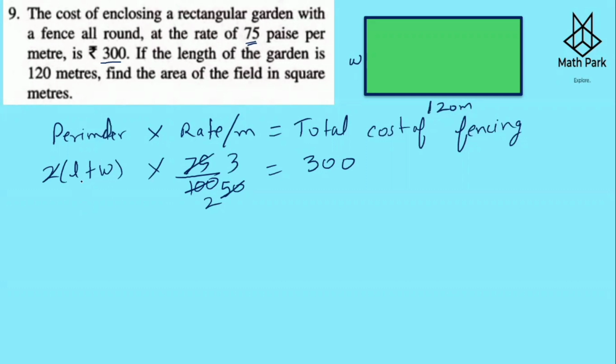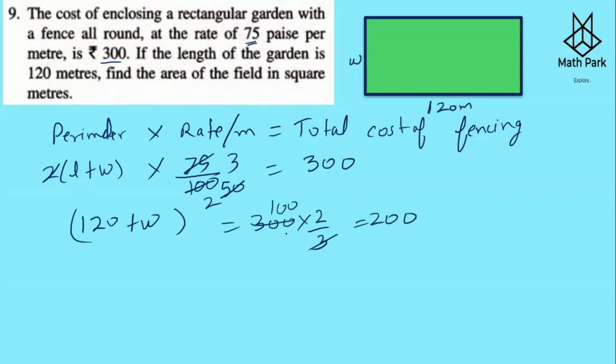So let length be 120, which is given, and the width is W. Let us keep it over here. And this 3 upon 2 moves here, 300 into 2 by 3. So 3 ones are 3 and 3 hundreds are 300. So we get this as 200. Now width is equal to 200 minus 120, which is 80 meters, the width of this rectangle.